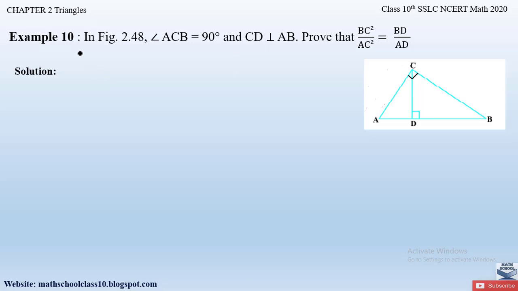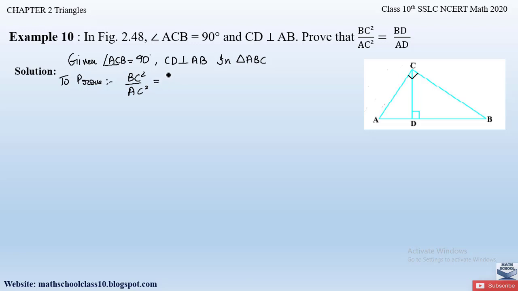Now coming to the solution, let us write what is given in the question first. Write down given: angle ACB is equal to 90 degrees and CD is perpendicular to AB in triangle ABC. And what we have to prove? We have to prove that BC square by AC square is equal to BD divided by AD.